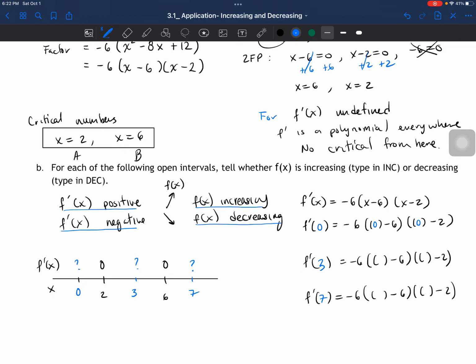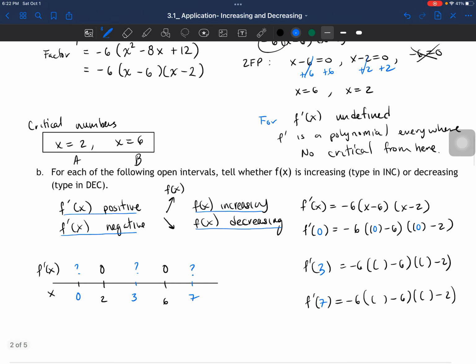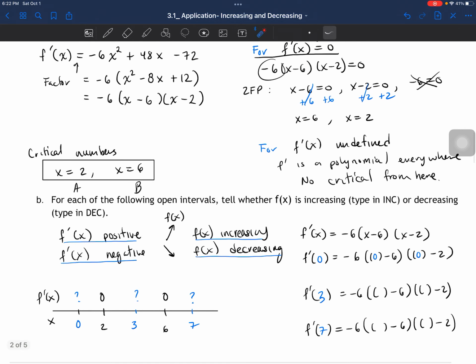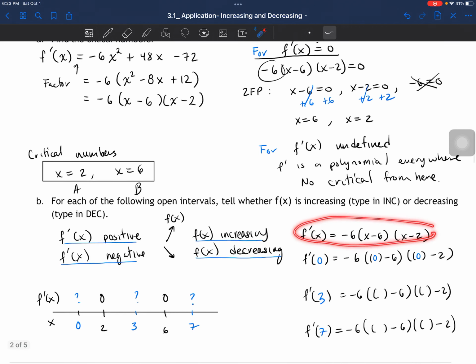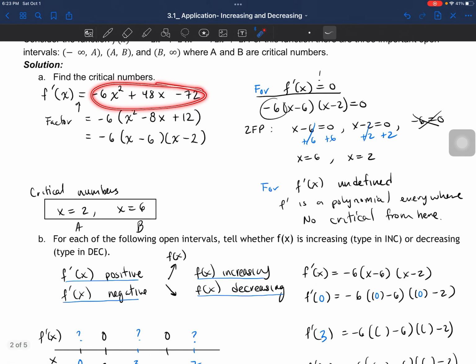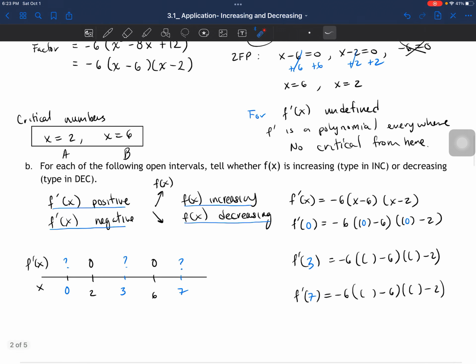So what happens when you plug in 0, right? You replace every x value in here by 0. Now, the beauty of using the factored form of the derivative versus using this other form of the derivative is the following. Because everything is in factored form, it's going to be very easy for us to compute this in terms of sign.